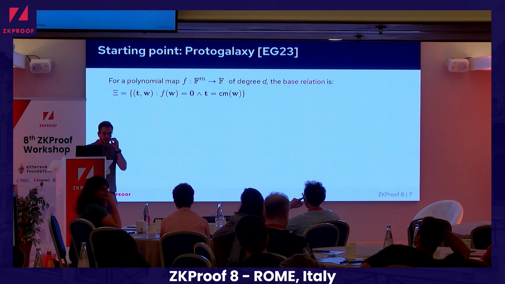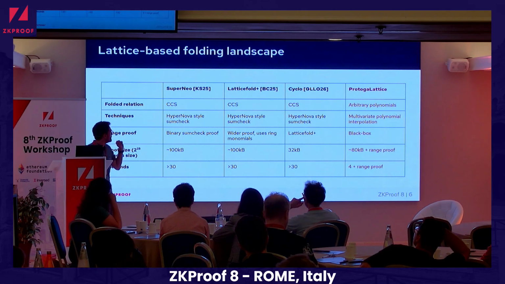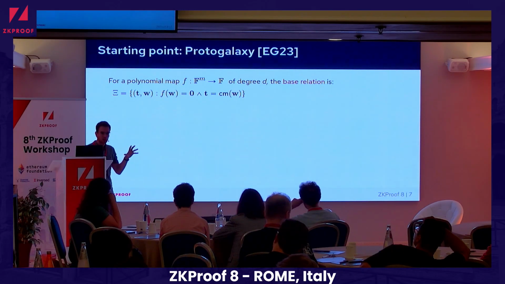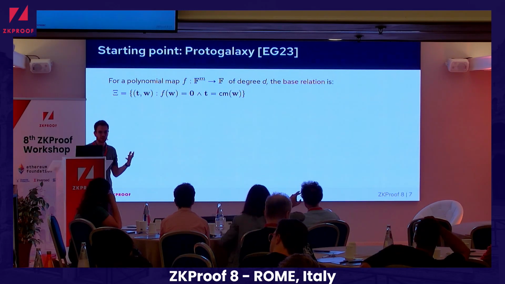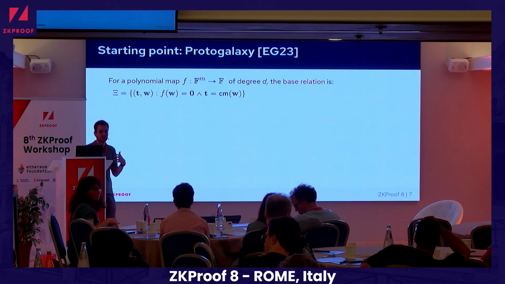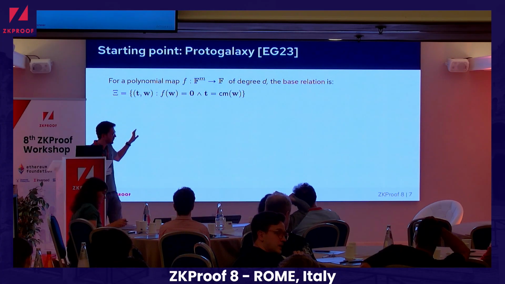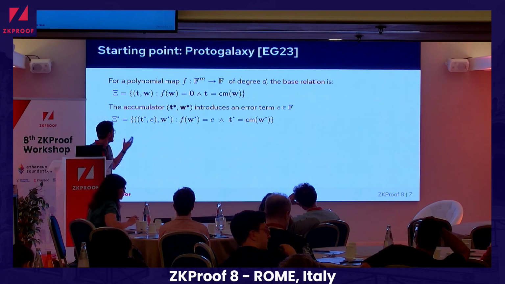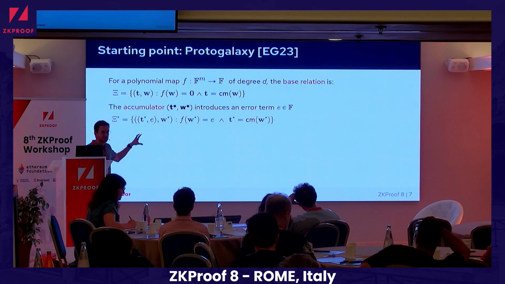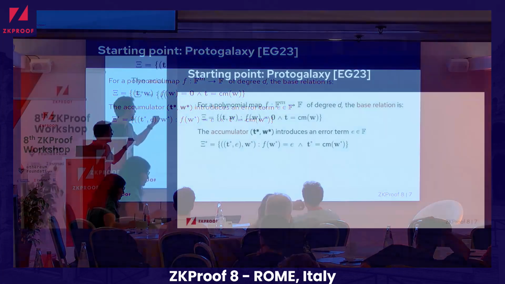Okay, so let me just recap. We're talking about Protogalaxy, which is our starting point. Protogalaxy is a classic folding scheme, not based on lattices. We have polynomial maps, and we have the base relation that we just mentioned. And we have an accumulator that introduces an additional error term into the relation.